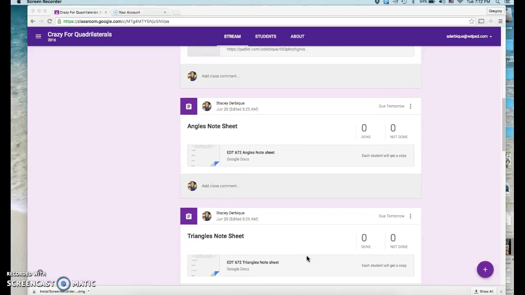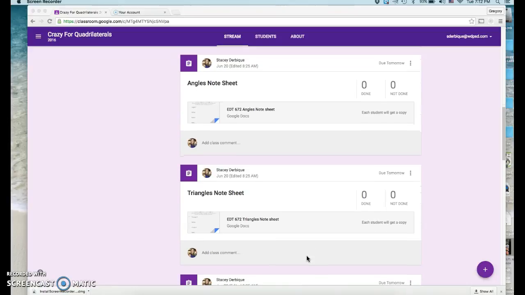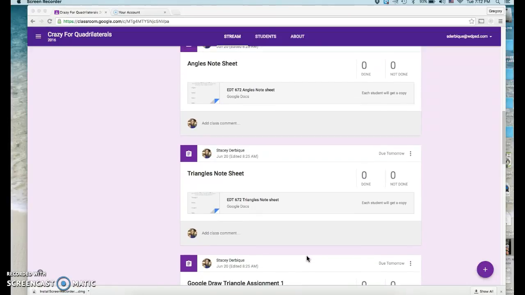The students usually understand angles pretty well, so then we move on to the different types of triangles: isosceles, equilateral, acute, and right. The students will be doing the same thing. They'll be watching a YouTube video on the different types of triangles, filling out a note sheet, and then they will also be learning about it in the classroom. So this is to get their knowledge moving, to see what they understand and what they know beforehand.